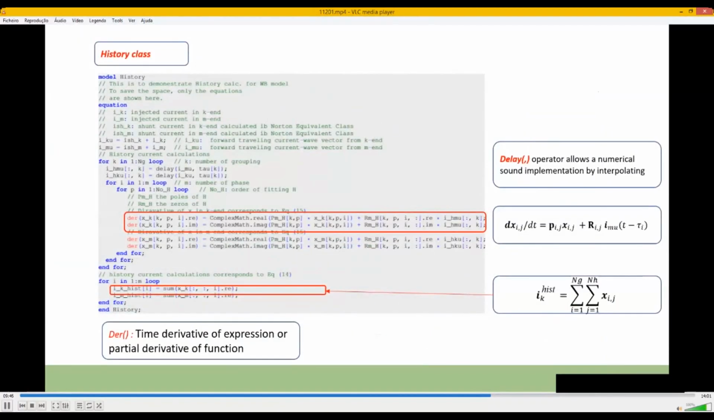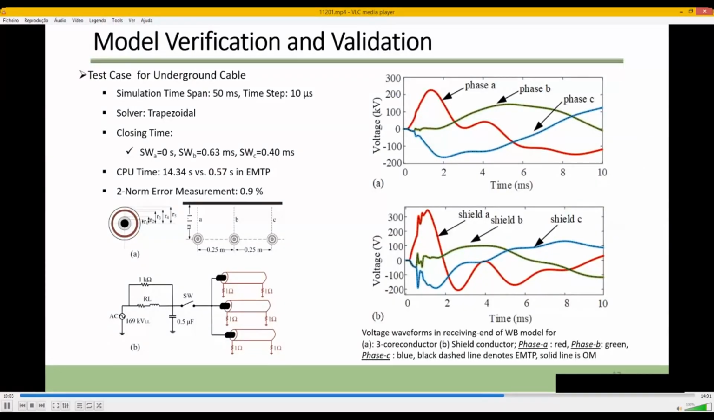This slide shows the calculations of hysteresis terms. We can see the same procedure in order to calculate the hysteresis terms of the wideband model. Here we can see how the derivative and delay operators made the modeling easy. Well, now we can check and validate our models with EMTP, which is a famous and accurate software in the EMT domain.